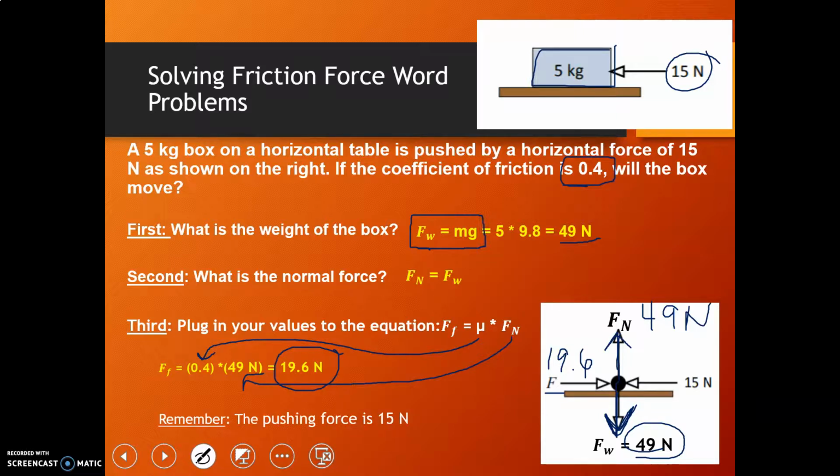Remember, the pushing force is 15 newtons. The applied force is that 15 newtons. So we're trying to push with 15 newtons, but friction is actually 19.6 newtons. That means that the box is not going to move. Our frictional force is stronger than our applied force, so we can't move the box because there's too much friction.